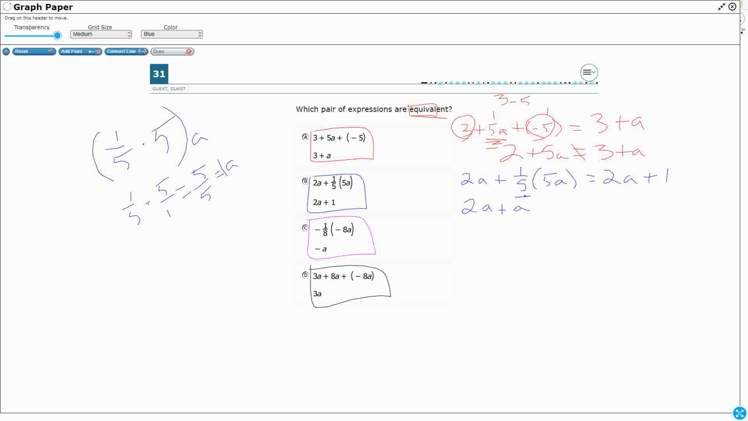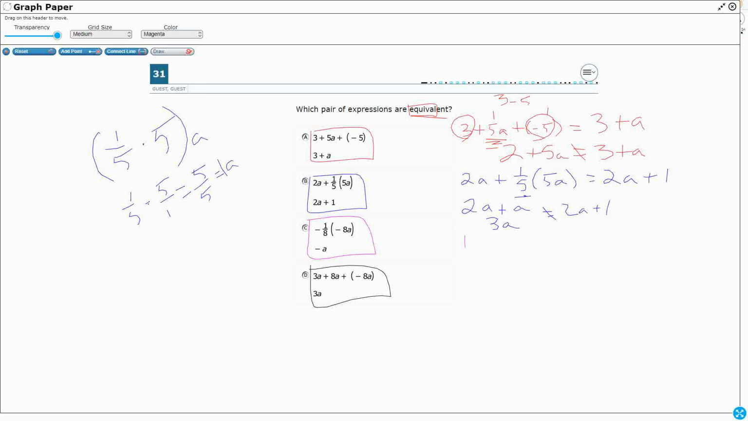That's where that went. And so I've got this 2a plus a, which really is now 3a, because I had 2 a's and then that third a. Does 3a equal 2a plus 1? Nope, not happening. Let's try magenta, see if that does any better.